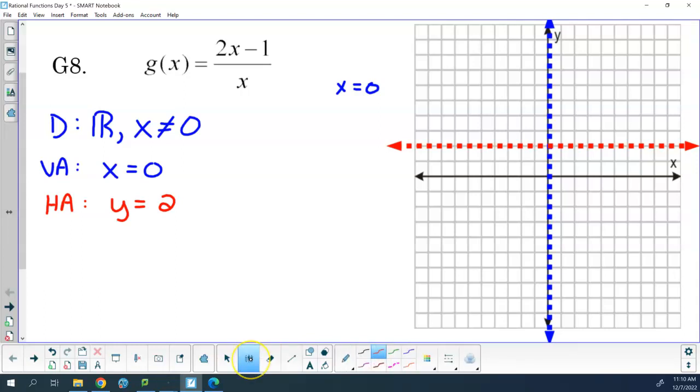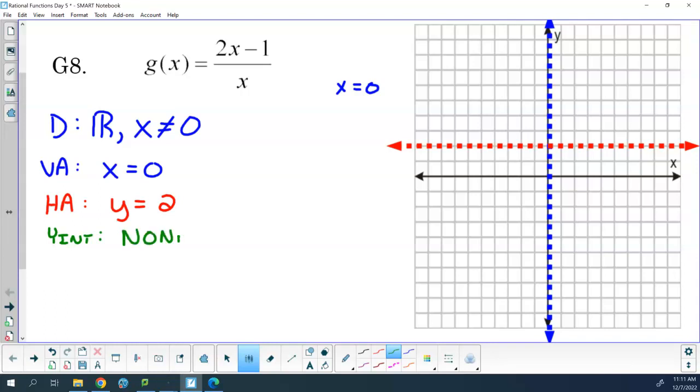Okay. Y-intercept. Is there a y-intercept? No. How come? We've got two reasons why. One, if I plug in zero, I get negative one divided by zero. Right? Can't happen. Another one is because the vertical asymptote is at x equals 0, which means my function can't exist at x equals 0. So there is no y-intercept on this one.